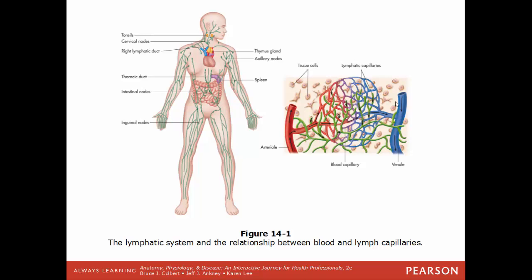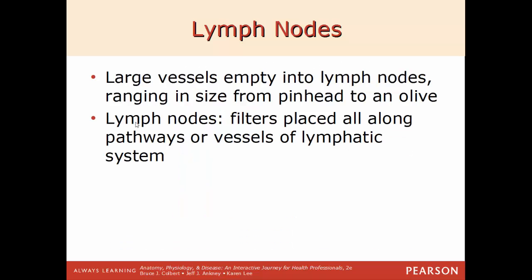Here's an illustration of the relationship between the blood capillaries and the lymphatic capillaries. In this image, the lymphatic capillaries are the ones in green, and they form a network running along right next to the blood capillaries. Some examples of lymphatic organs are the tonsils and the lymph nodes. All these little green circles are lymph nodes. Here, here, here. Now, the large vessels of the lymphatic system enter into lymph nodes. These can range anywhere in size from as small as a pinhead to about the size of an olive.